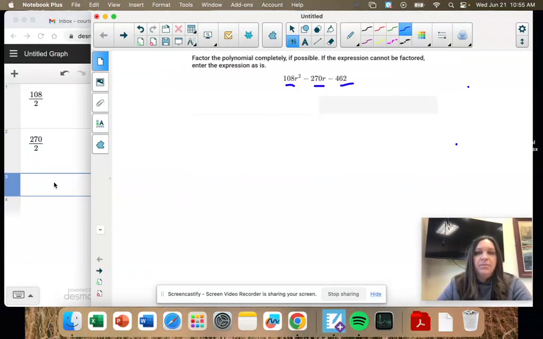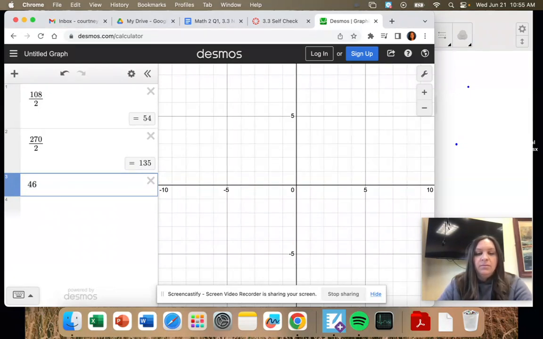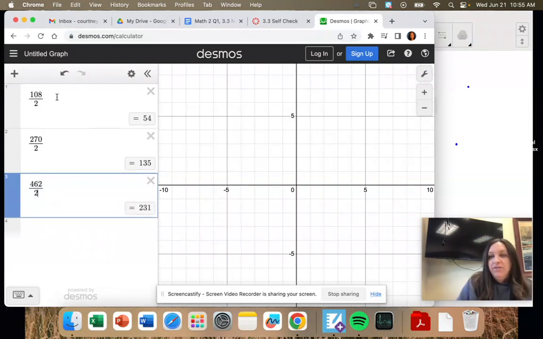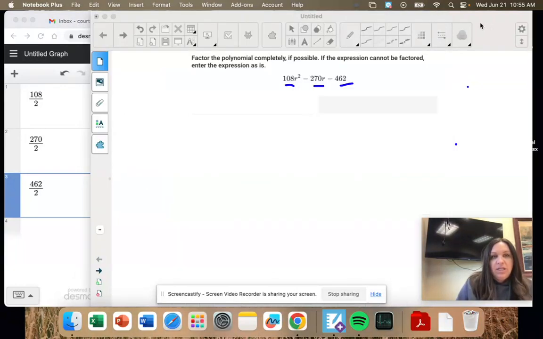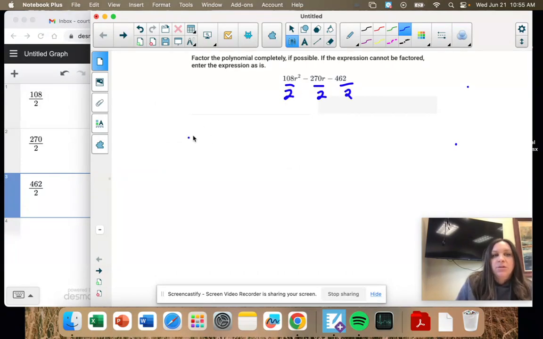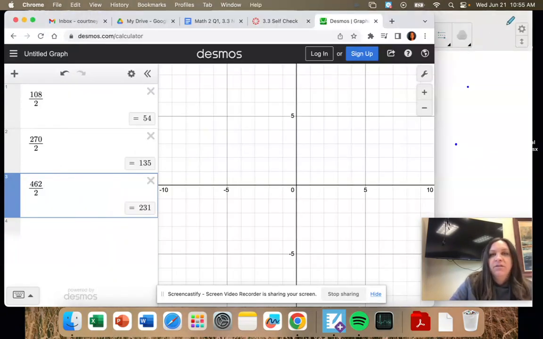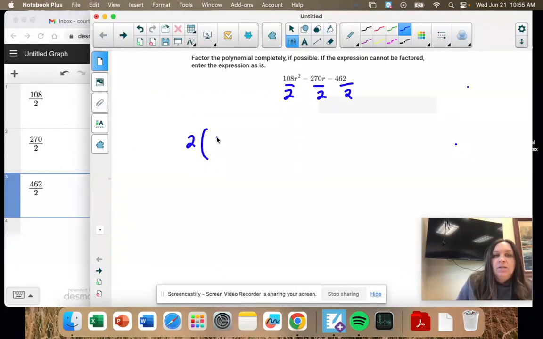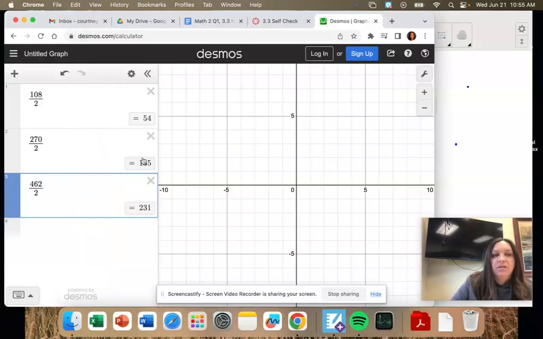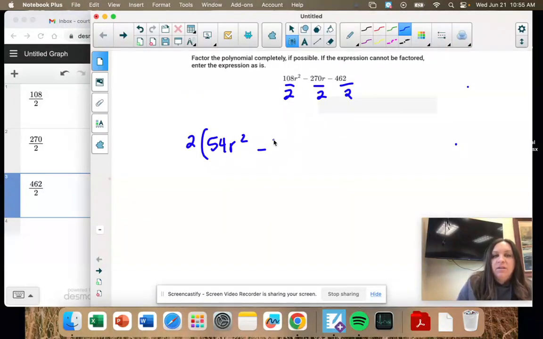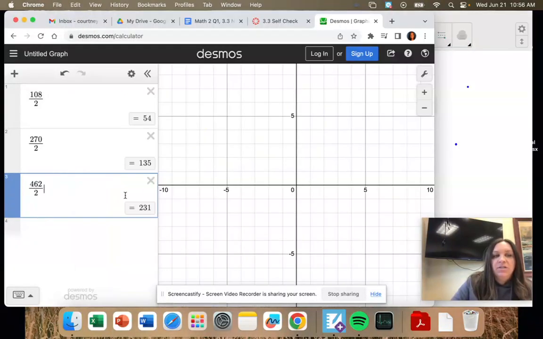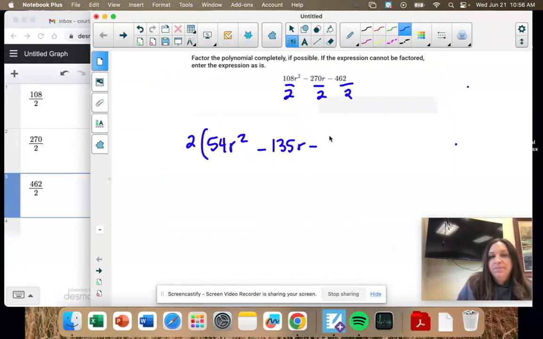So they all end in an even number. So 8, 0, 2. That means that you can take out a 2. So 2, and then we're left with 54r squared minus 270 divided by 2 is 135. And then minus 462 divided by 2 is 231.